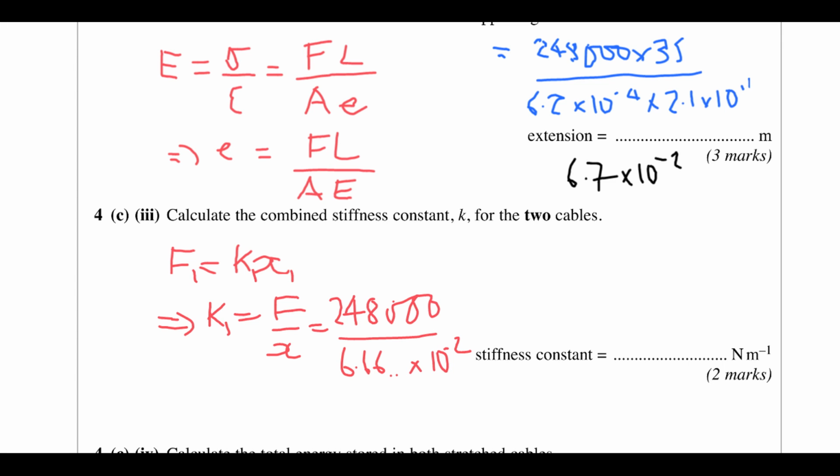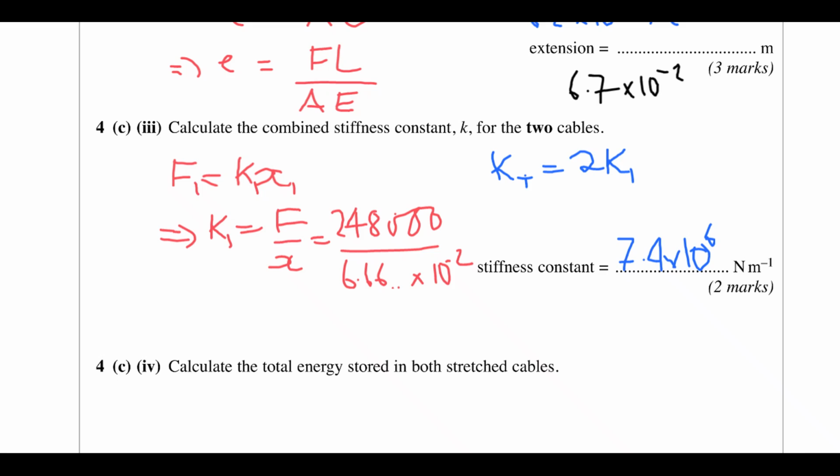And because they're acting in parallel, the total spring constant is essentially double that, because they're two identical ones. So that comes out as a value of 7.44 times 10 to the 6. So that's just going to be 7.4 times 10 to the 6 there.